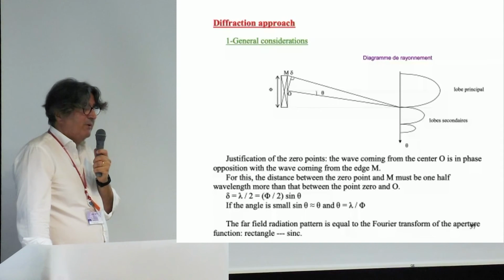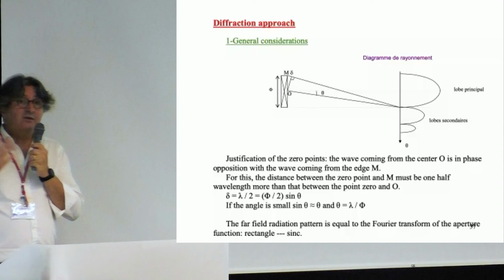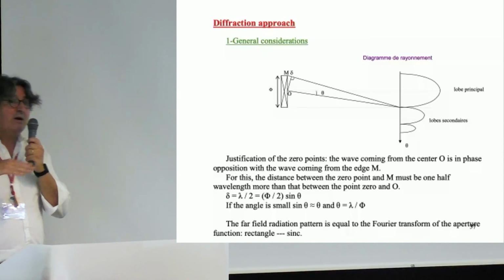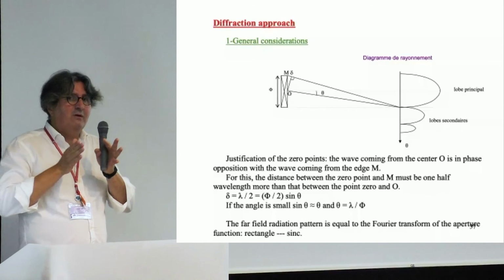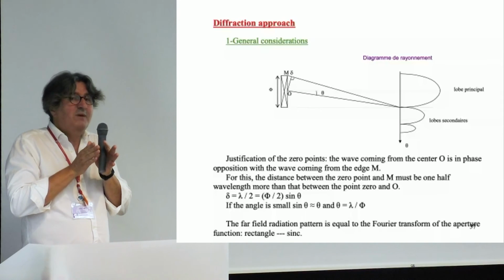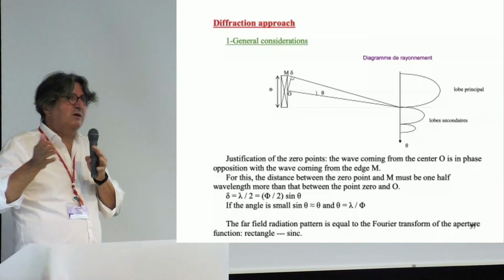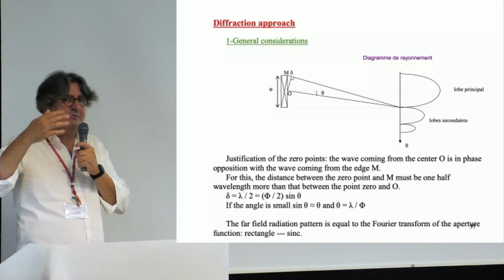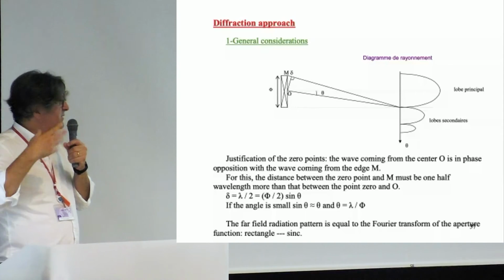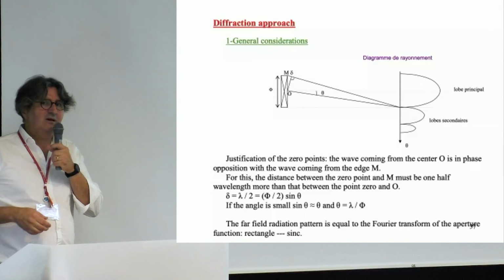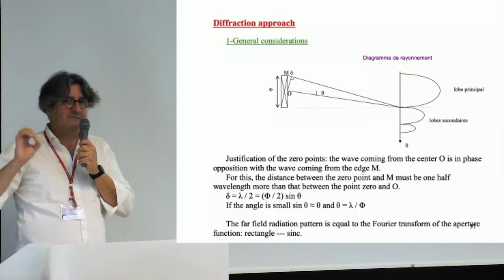Just talk about the diffraction approach, because it is an important point. Just to understand diffraction, why do you have an enlargement of your beam due to diffraction? Of course, we can go back to diffraction theory and apply the Huygens principle and so on, but this can be explained in a very simple manner by just considering the interference of two waves.